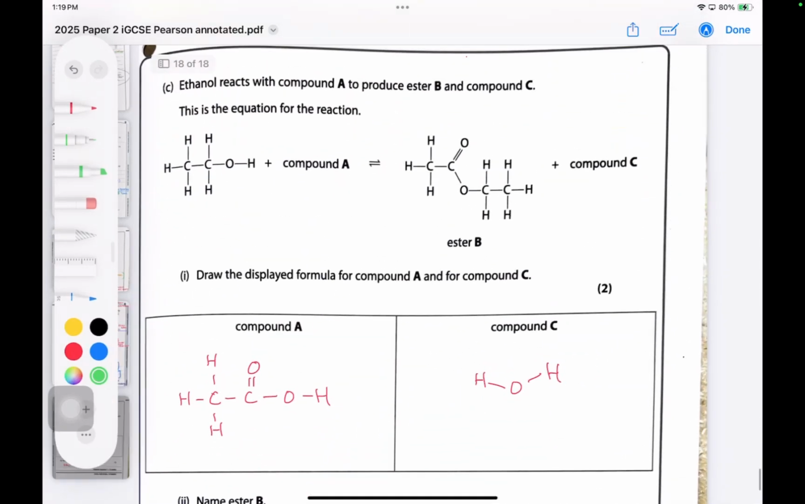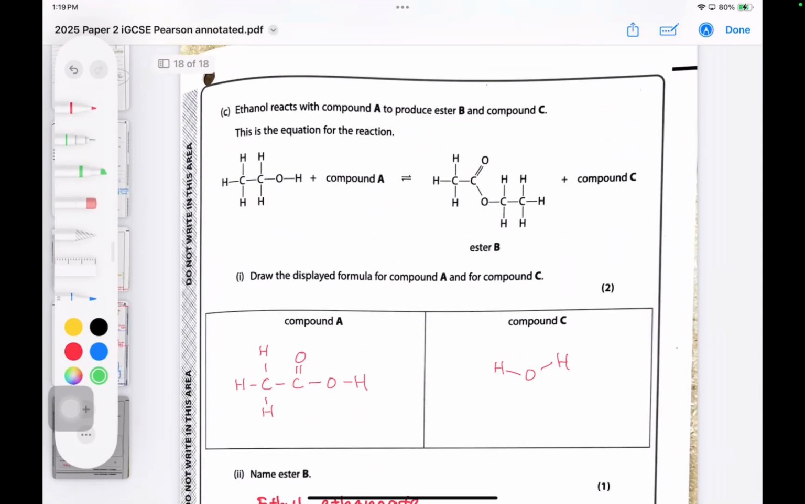Okay, all right, this one, part C. This is the last part here. We have got an ethanol, and how do I know it's an ethanol? It's because if an OH, a functional group of OH, mixed with compound A, I get an ester. So you can work backwards. This compound A would definitely be a carboxylic acid. And carboxylic acid has a functional group of COOH, right?